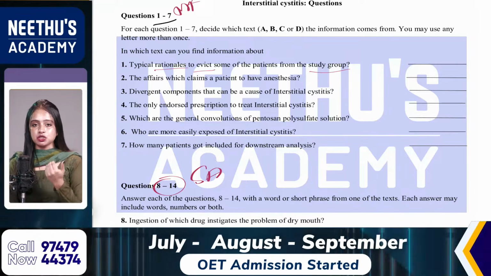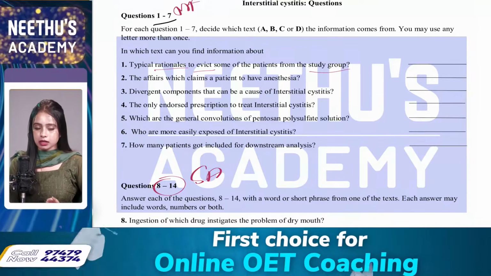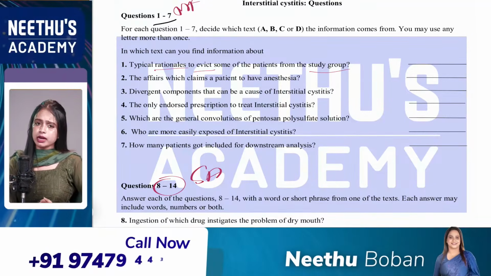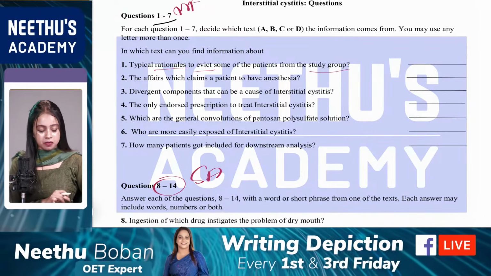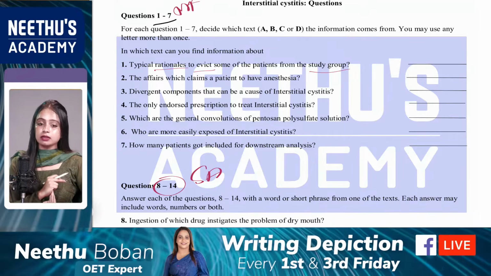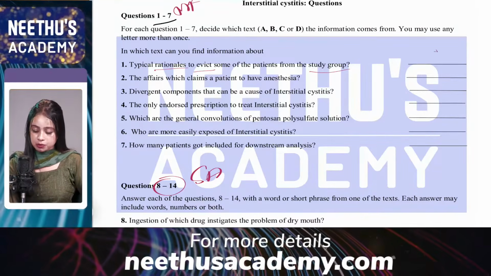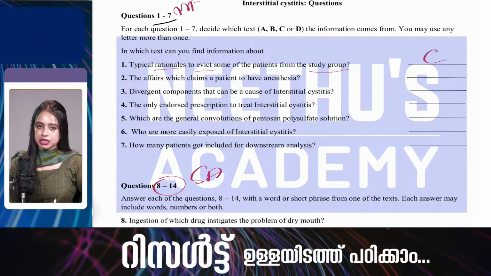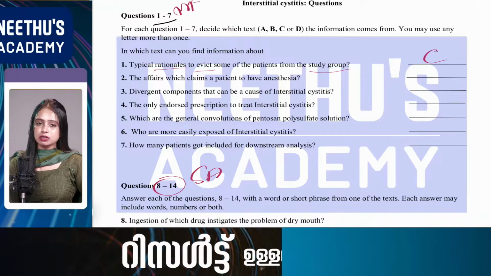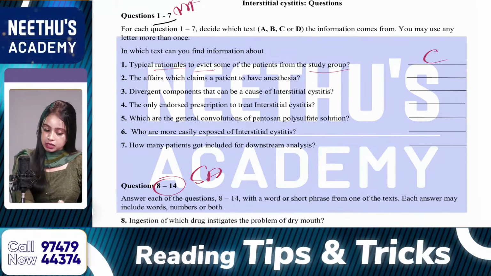Typical rationales, which means the reasons to evict, avoid some of the patients from the study group. What about the correct answer? Any idea? Okay, Tessie, Reshma, Anasuya, it is C. Very good. So that answer should be C. And where is it mentioned in text C? Typical rationales, important reasons to avoid some of the patients from the study group. So that is from text C.